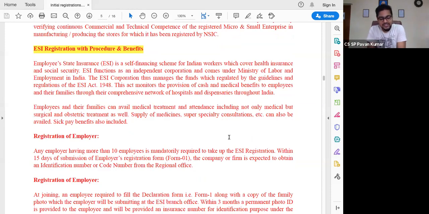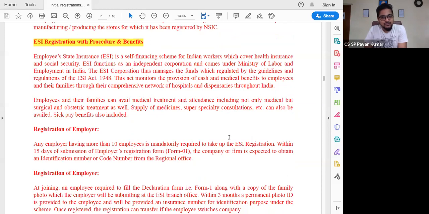Then comes the ESI registration. We have been hearing about ESI registration, PF registration, all these things. ESI registration and PF registration are also mandatory right now at the time of incorporation itself in SPICe Plus. ESI stands for Employee State Insurance, and its purpose is to create a level of social security for the employees who are working.